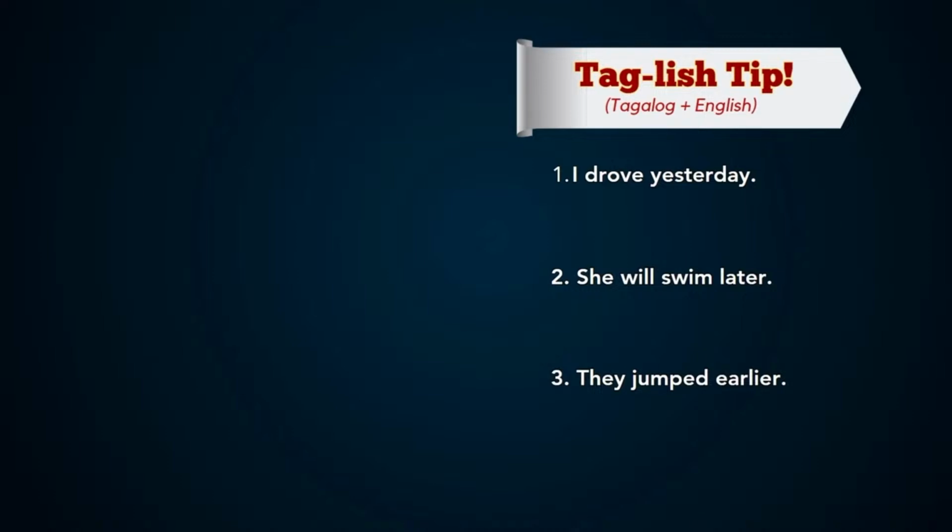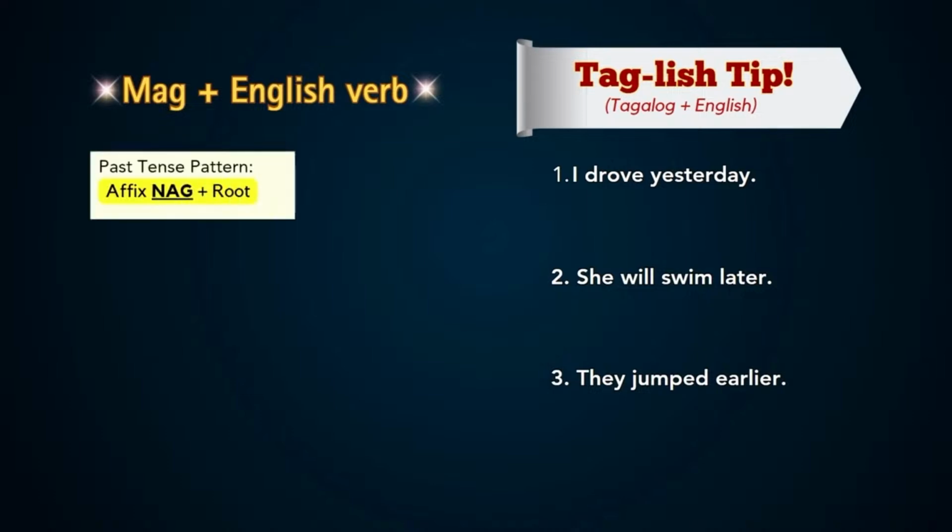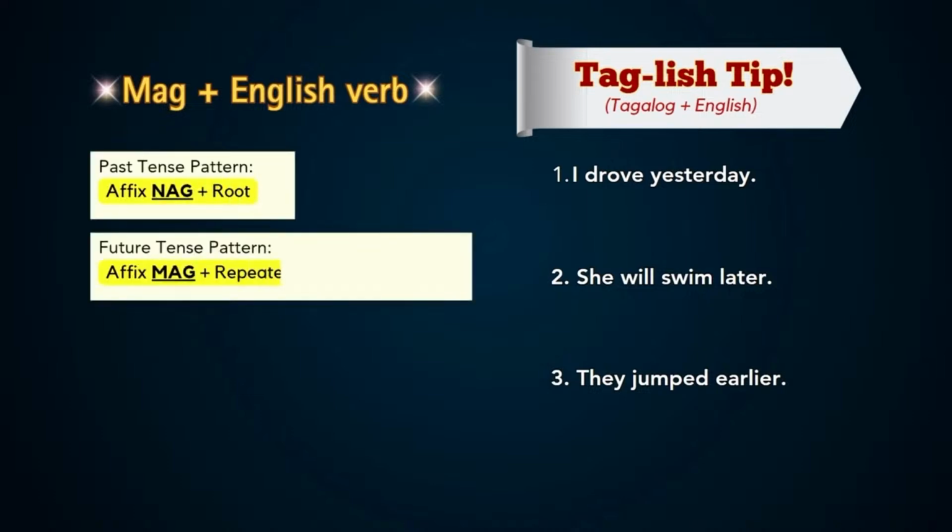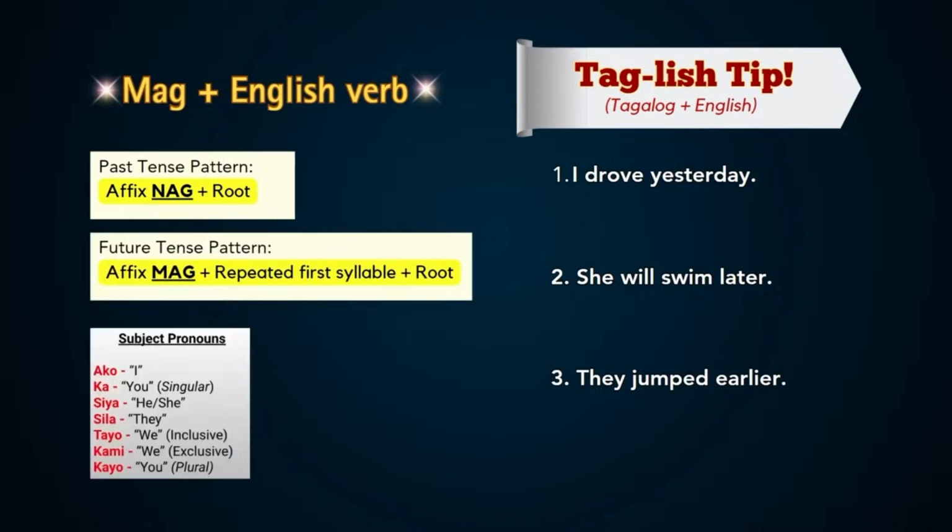But you can always turn them into a Mag-verb. So that means mag plus the English verb. Then conjugate it like you would in the past or the future as a Mag-verb. And then you can use subject pronouns in your sentence.